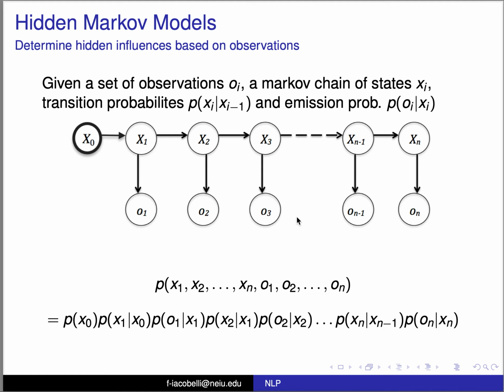If we look at it in a diagram, we assume that any given state only depends on the previous state. That's an assumption we're going to make, and we're going to call it a transition probability. And we're going to assume that the observations depend on the actual state. We're going to call that an emissions probability.